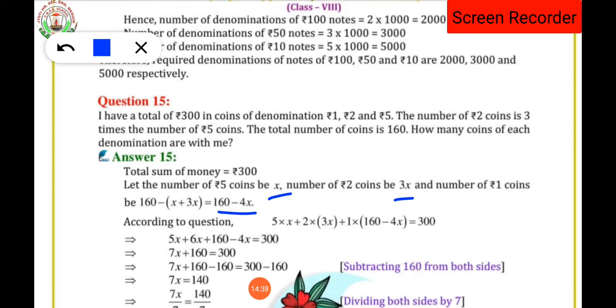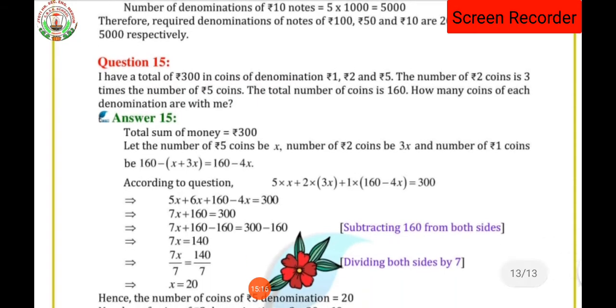So according to the question, the equation we got is 5x plus 2 into 3x plus 1 into (160 minus 4x) equals 300. The 5 rupee coins will be multiplied with x, so it will become 5x. The 2 rupee coins will be multiplied with 3x, so it will become 6x. Then the 1 rupee coins will be multiplied with 160 minus 4x, so it will become 160 minus 4x, and this equals 300 as an equation. Clear everyone? After this equation we are going to solve.